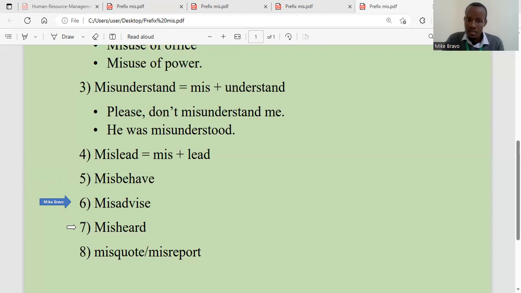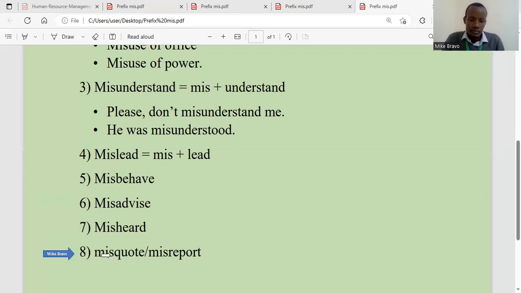Then misheard. You can say I was misheard, or that person was misheard. People heard him in a wrong way. The word heard is the past tense of hear. So if I say that I was misheard, then it means people understood something different from what I said. I said maybe this word, but some people heard a different word.